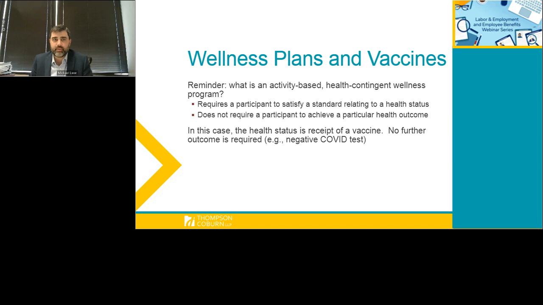So what are we talking about when we mention an activity-based health contingent wellness program? Under those regulations governing wellness programs for HIPAA purposes, one of these programs is something that requires a participant to satisfy a standard relating to a health status, but does not require the participant to achieve a particular health outcome. So in this case, the health status is the receipt of a vaccine, but no further outcome is required by satisfying that status. So for example, no requirement that the employee then from then on test negative for COVID-19.